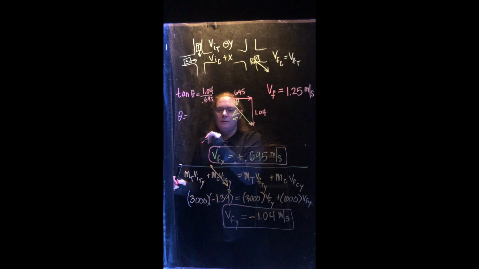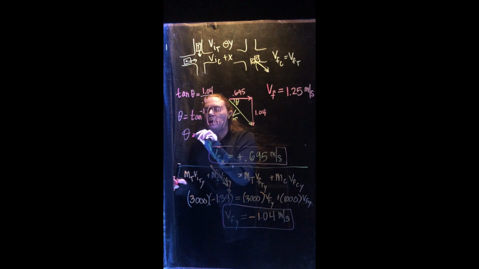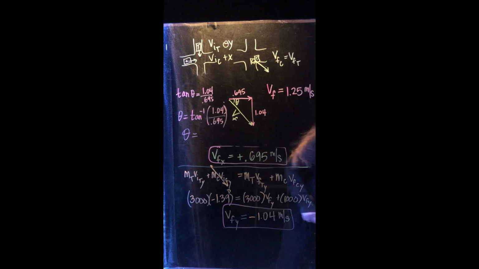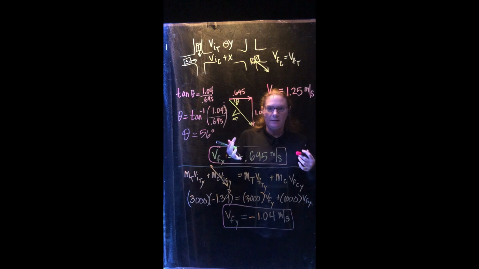To get the angle, you remember how to do this? It's not divide by tangent. It is the inverse tangent, arctan. Inverse tangent of 1.04 over 0.695. And if you do that, what do you get? I get 56 degrees. Now, what does that 56 degrees mean?